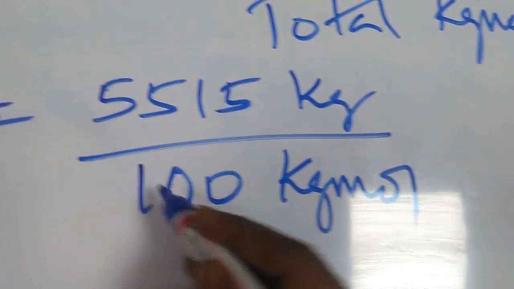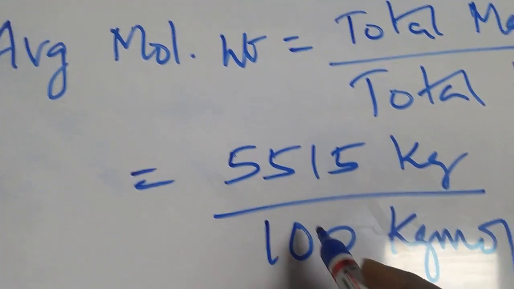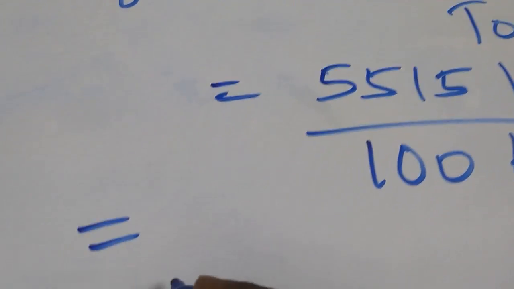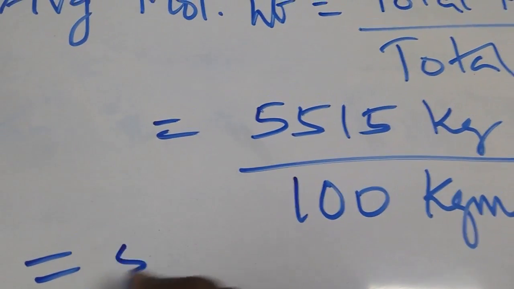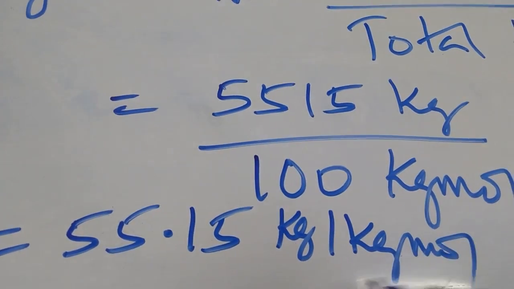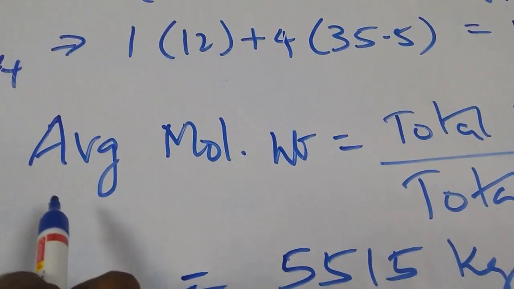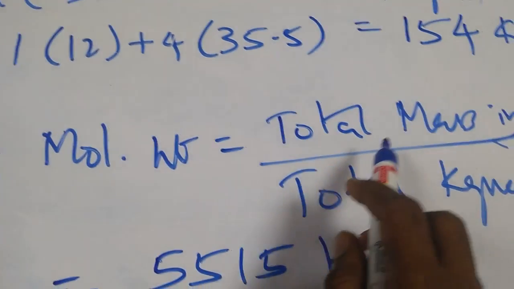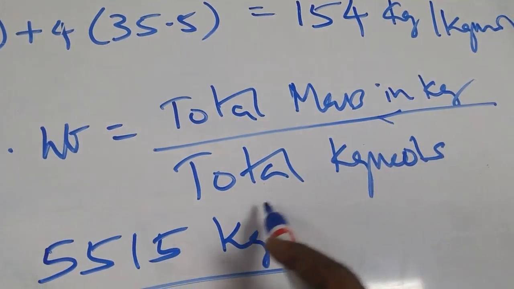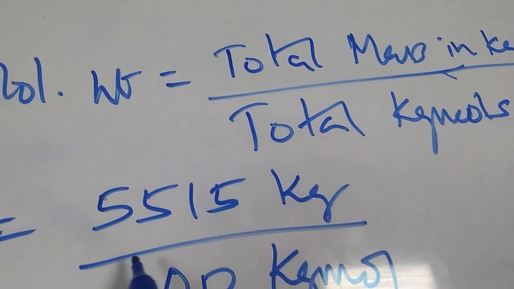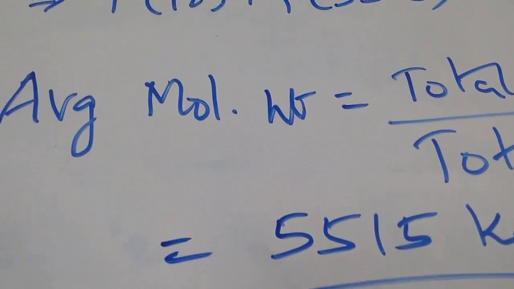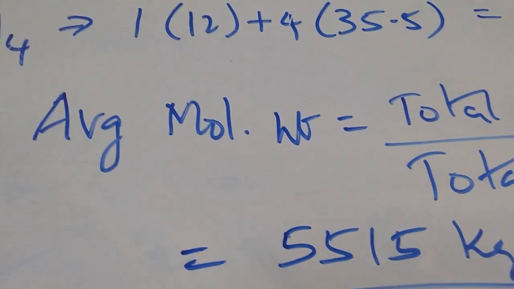So kg by kg mole is nothing but our average molecular weight. Use your calculator. 5515 divided by 100 is equal to 55.15 kg per kg mole. This is the average molecular weight. Average molecular weight is total mass in kg divided by total kg moles. Even if we substitute total mass in grams by total gram moles, you get the same answer. So 5515 divided by 100, 55.15, is the average molecular weight.